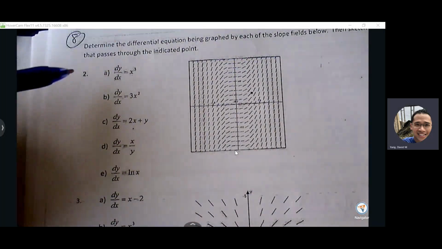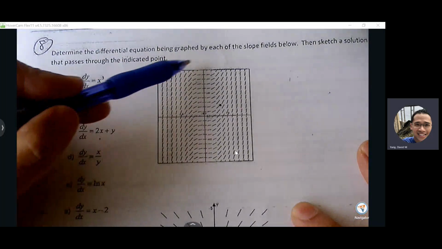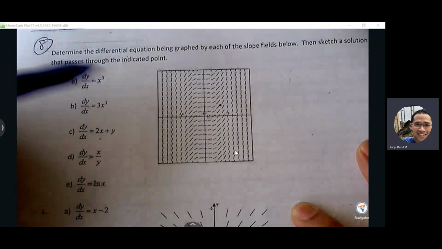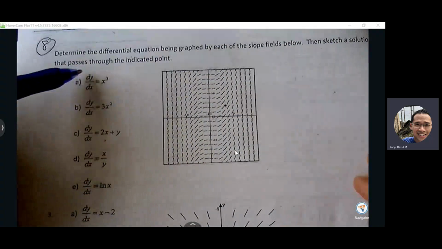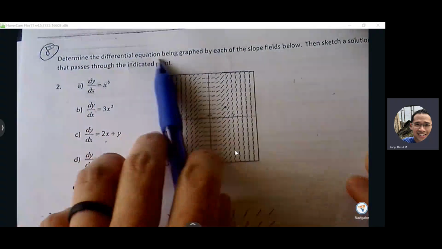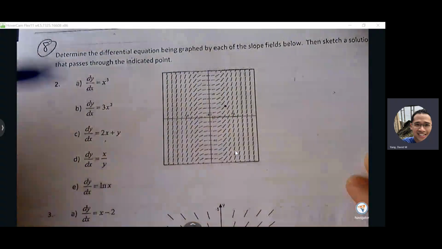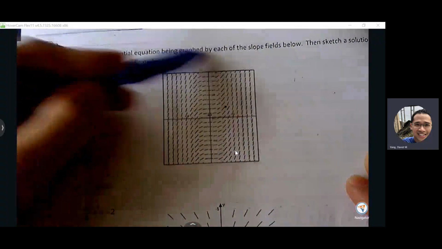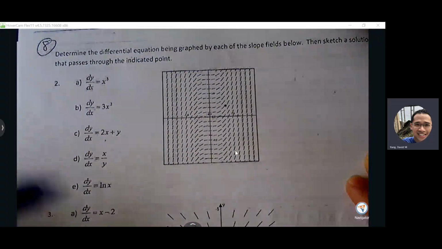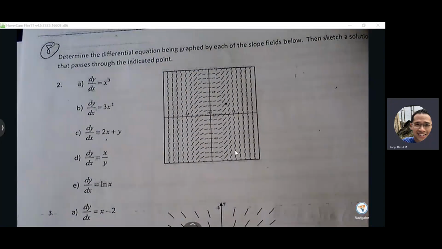But it says determine the differential equation being graphed by each of the slope fields below. Then sketch a solution that passes through the indicated point. So we'll talk about that second sentence later. But first, we're trying to determine the differential equation being graphed. So for one of these options, this is the picture of the slope field for one of these differential equations. And we're trying to figure out which one is going to be the one that fits the best.